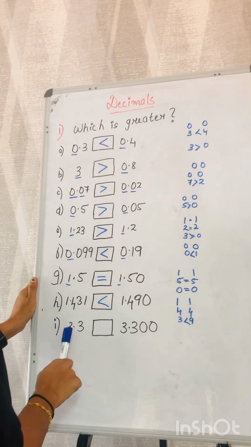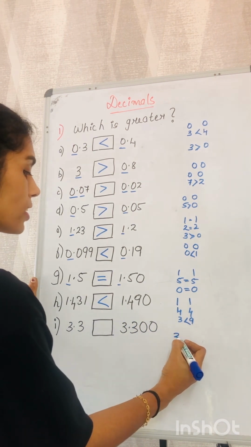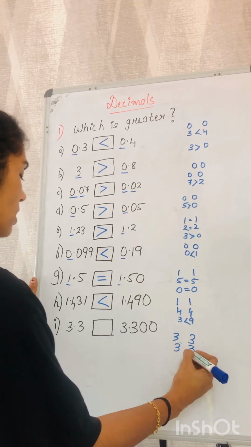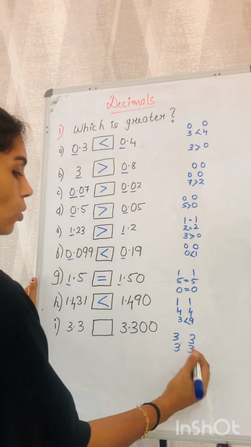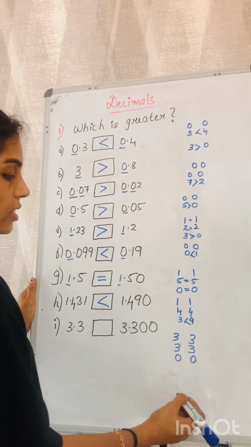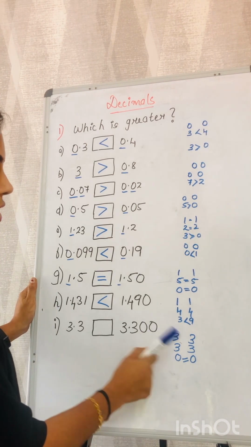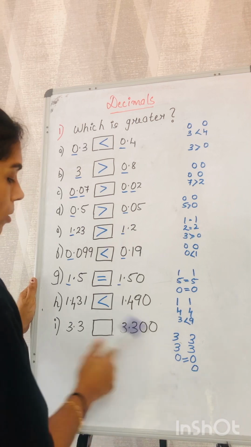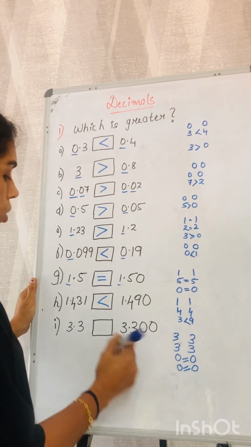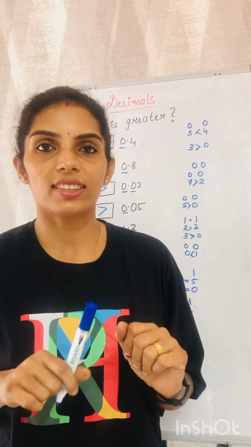Now I, 3.3 and 3.300. What is your whole part? 3 and 3. Again 1/10 is 3 and 3. So here again 0. You have here 0 but you don't have anything here. So here you put it as 0. Again you have compared, that is equal. You have one more 0 here, right? But here you don't have anything. You have to put there 0. Again equal. So both decimals are equal. So that's all with the first exercise.